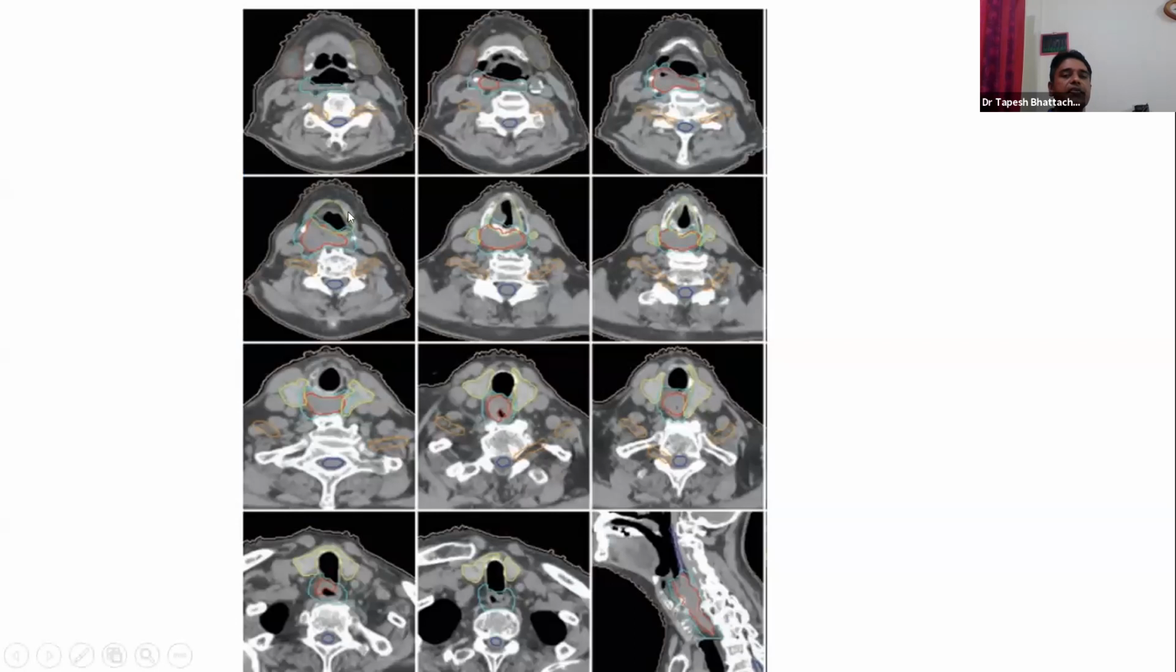This is the contouring guideline of the cervical esophageal cancer. Here you can see all the diagrams, and never go beyond the cricoid cartilage. Your cranial border limit will be around the cricoid cartilage.